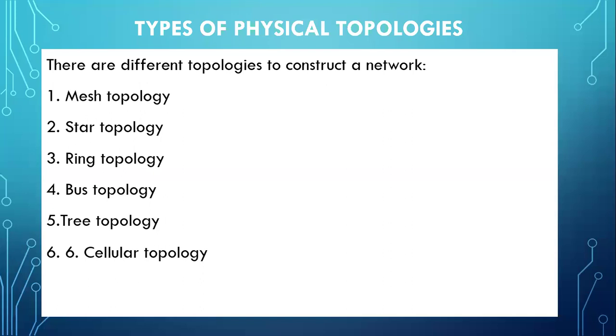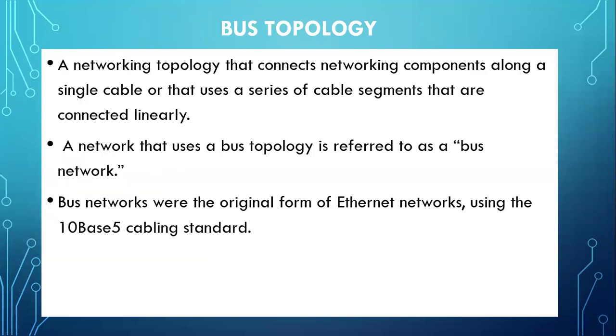They include the mesh topology, star topology, ring topology, bus topology, tree topology, and last but not least, the cellular topology. So far in our past video, we covered three of them: the mesh topology, star topology, and the ring topology. So in this video, I'm going to discuss the bus topology, tree topology, and the cellular topology. So we'll start with the bus topology.